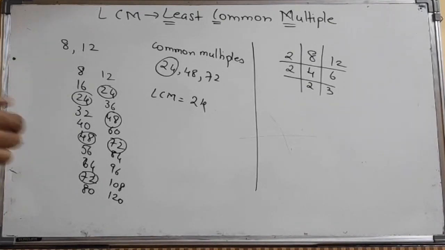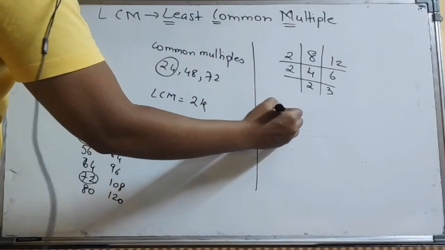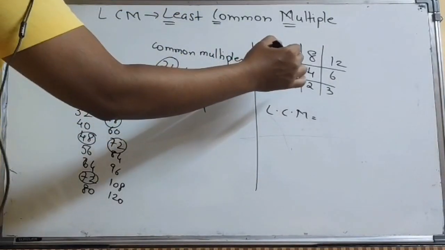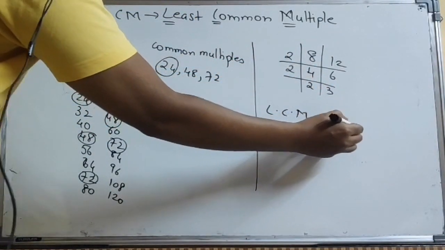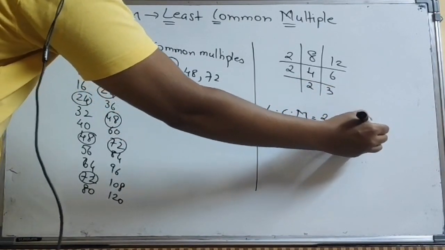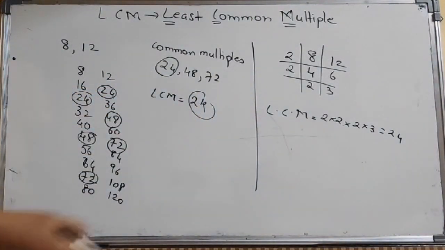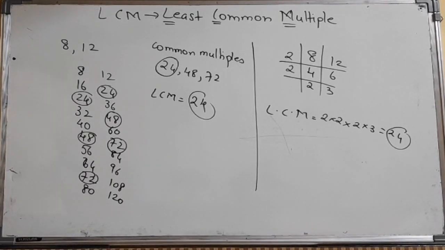Over here in LCM, what you're going to do is multiply all the numbers which are on the edges. There are two edges, one is the vertical and one is the horizontal. On the vertical, I have got 2 multiplied by 2, and on the horizontal, I have got 2 multiplied by 3. That equals 24. See, 24 and 24. From now onwards, we are going to find out LCM by this method. Now let us look into a few more examples.